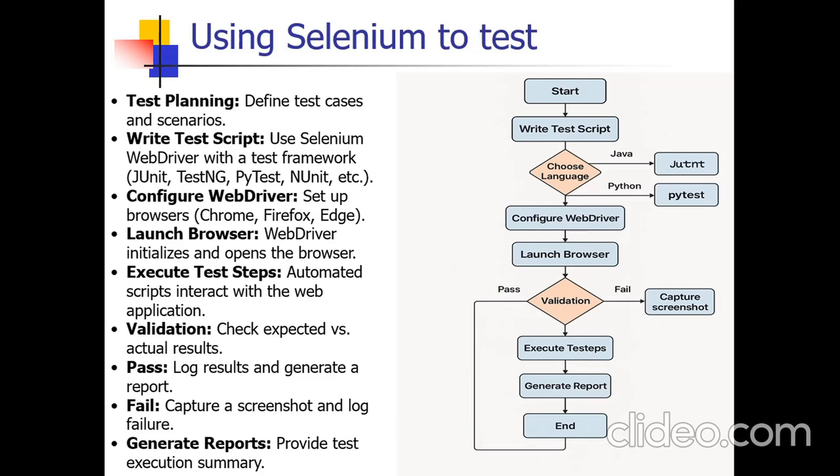Before execution, we configure browser, setting up Chrome, Firefox, or Edge drivers to ensure cross-browser compatibility. With one command, we launch the browser. WebDriver initializes a real controllable browser instance. The magic happens as our scripts automate every interaction, clicks, scrolls, entries, just like a human user, but faster and more precise. Validation is our quality checkpoint, comparing actual results against expectations to catch any discrepancies.